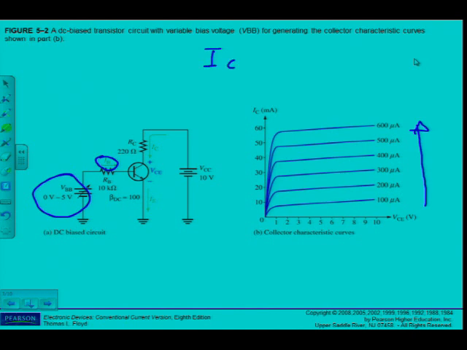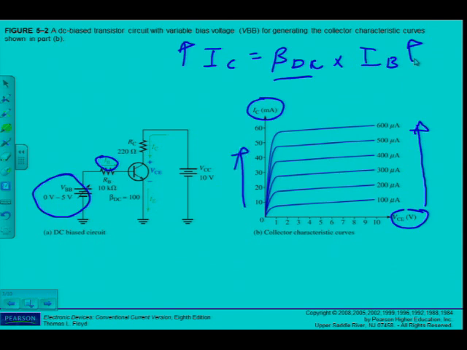I know this formula. IC is equal to beta DC times IB. So I can see as I increase IB, I assume my beta DC to be fairly constant, although we know it isn't, that IC will also increase, and I can see it on the characteristic curve of my transistor. Remember, my transistor's characteristic curve is on the axis of IC against VCE. Alright, so as I increase the current, I can see also that I have an increase here in my IC values as well.